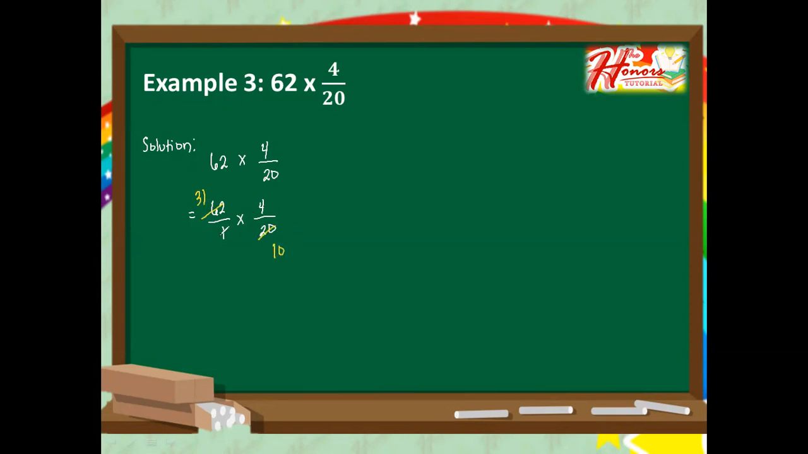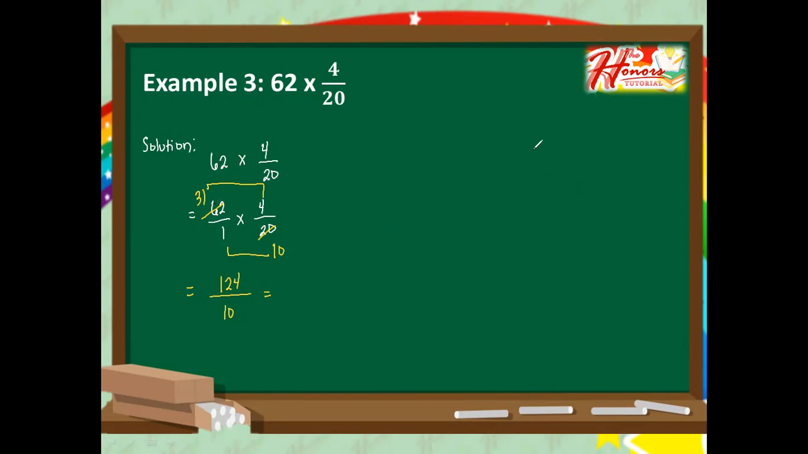And for 4 and 1, we cannot simplify it anymore because there's no number that can divide 4 and 1 at the same time without remainder aside from 1. So let's just multiply 31 and 4. 31 times 4, that's 124 here. And then 1 times 10, that's 10. And then as you can see here, it is an improper fraction, right? So therefore, we have to change that into a mixed number.